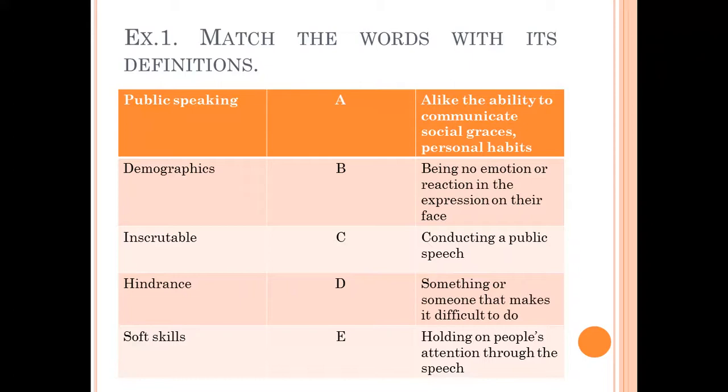So, exercise number 1. Match the words with their definitions. The words and word combinations are public speaking, demographics, inscrutable, handprints, soft skills, and in the other column the definitions of the words are given.